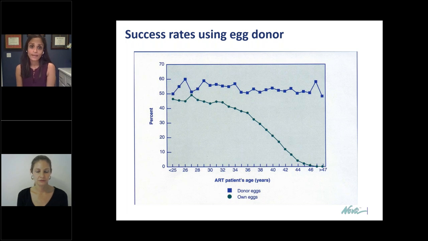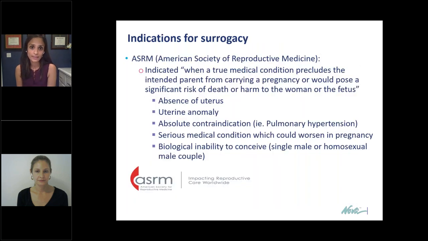Now you can see that in contrast for women who do autologous IVF or they're using their own eggs. This is shown in the green curve. You can see that with advanced maternal age, you're gonna see a pretty precipitous decline in outcomes depending on their age. I'll take the next slide, please.